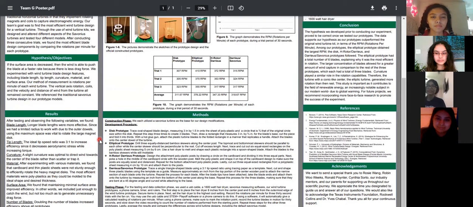In terms of tip length, the ideal tip speed ratio was 3:1, since it decreases aerodynamic stress while increasing torque. For curvature, the slight curvature is optimal as it directs wind towards the center of the blade, unlike flat surfaces that scatter it. For surface area, maintaining minimal surface area improves efficiency. In other words, we included just enough to catch the wind, but not so much as to generate unnecessary drag force. For the number of blades, doubling the number of blades increased efficiency.